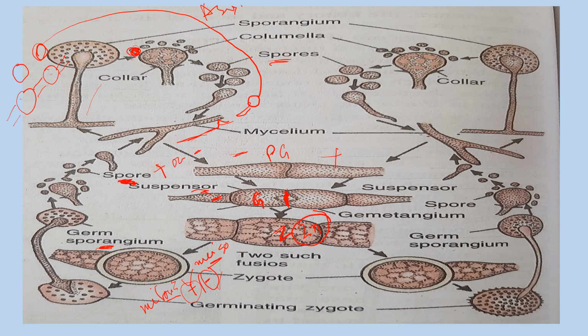Here we see that the zygospore stage is the only diploid stage. Once the zygote is formed, before the resting period itself, it undergoes meiosis. So the only diploid stage is the zygospore stage. After the dormancy, we get only haploid cells. So the only diploid stage is this stage. This is how it differs from Rhizopus.